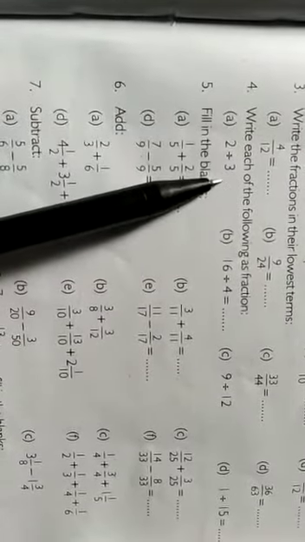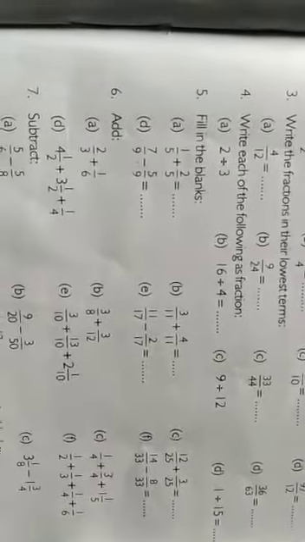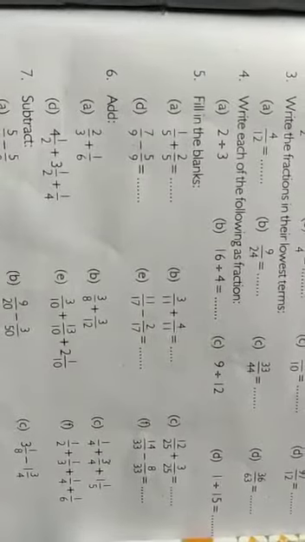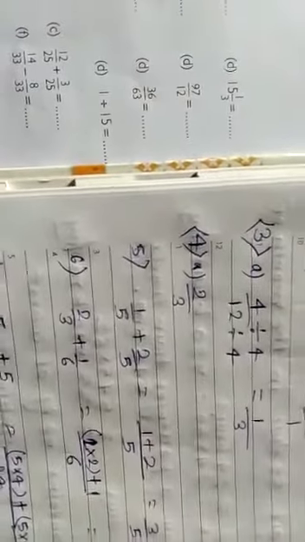Means we will divide 2 by 3. Our denominator should be 3 and our numerator should be 2. That means we can say 3 is the divisor and 2 is the dividend. Okay, so our answer is 2 by 3. You can see here 2 by 3 is our right answer.